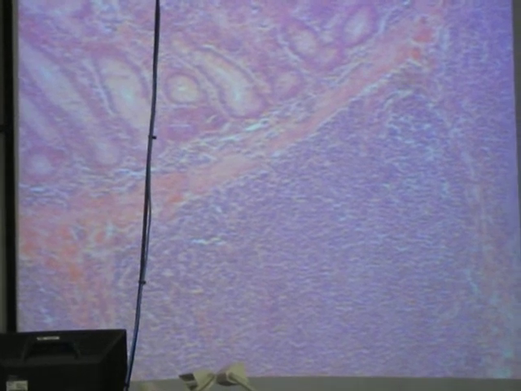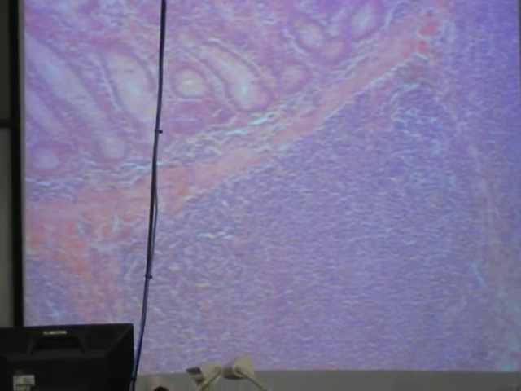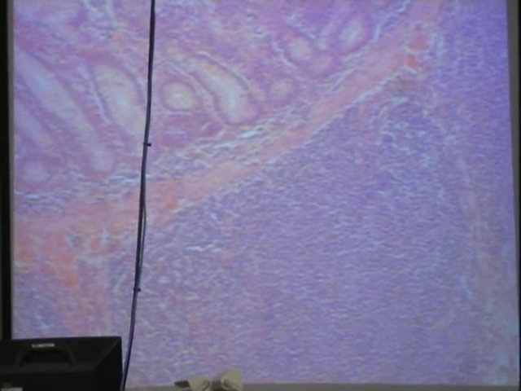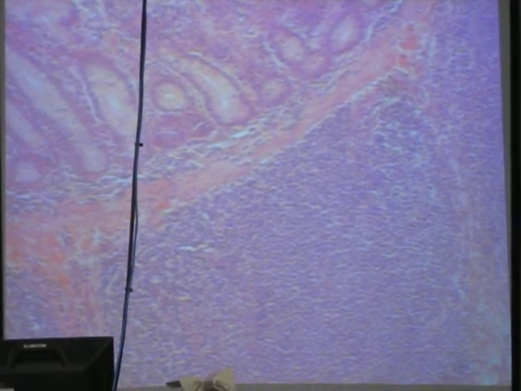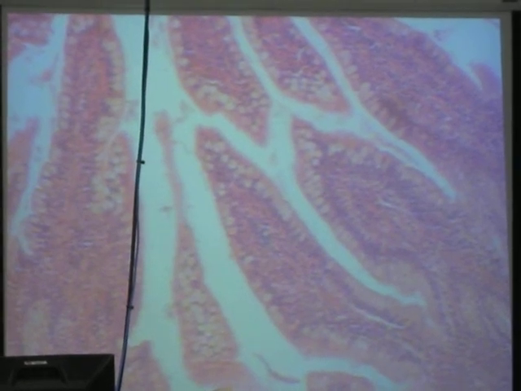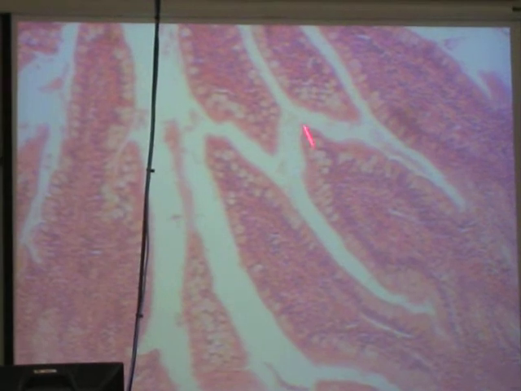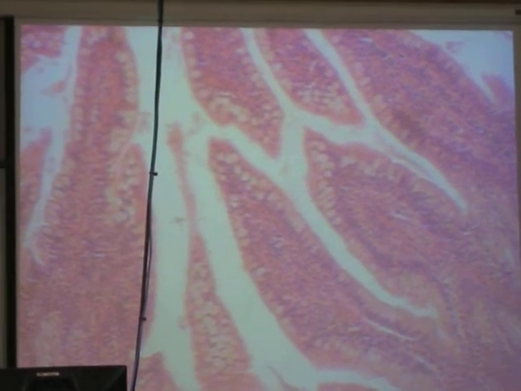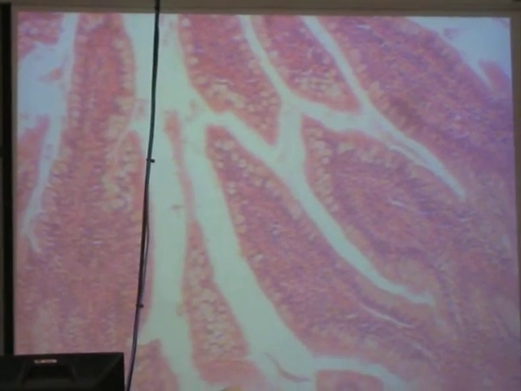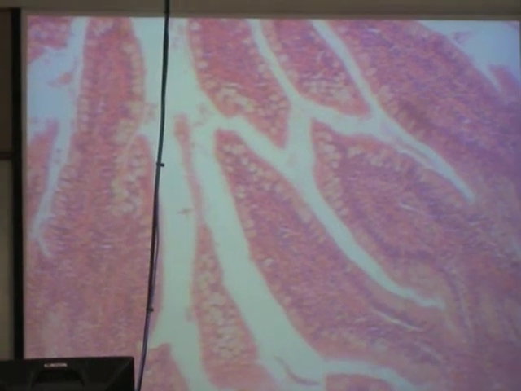Okay, and so those are some of the key things you'll use to differentiate between the different regions of the small intestine. Even still, you go out to the villi, you look at the epithelium, you see the goblet cells, you're seeing more and more goblet cells as you go further and further along the small intestines. Okay, so you should be looking for that and identifying those features.